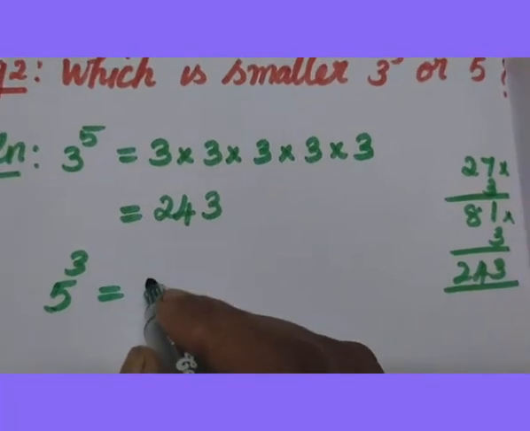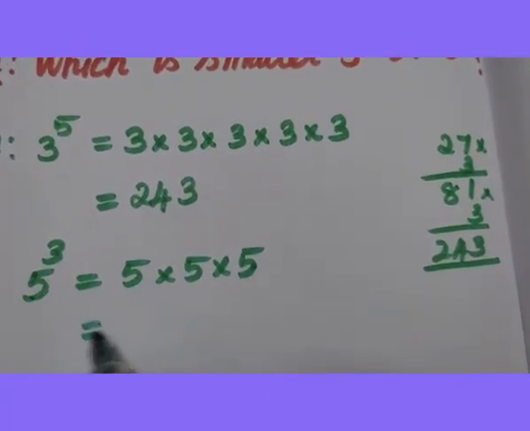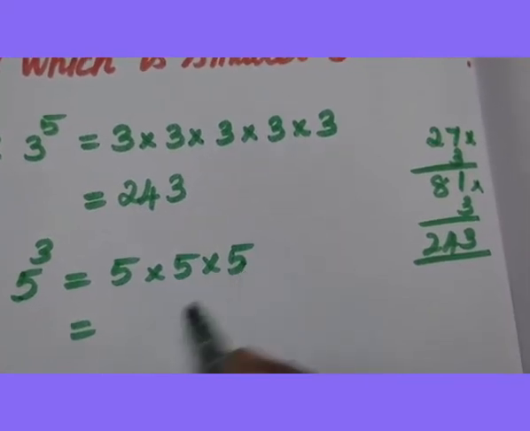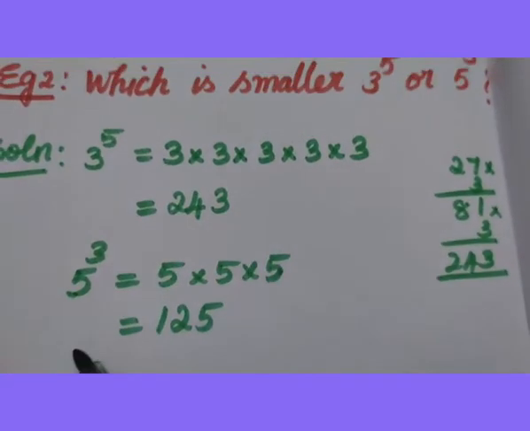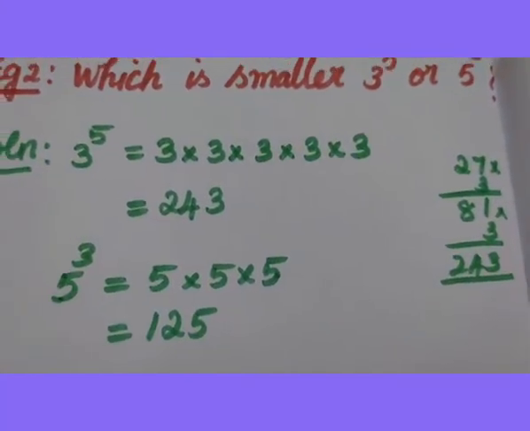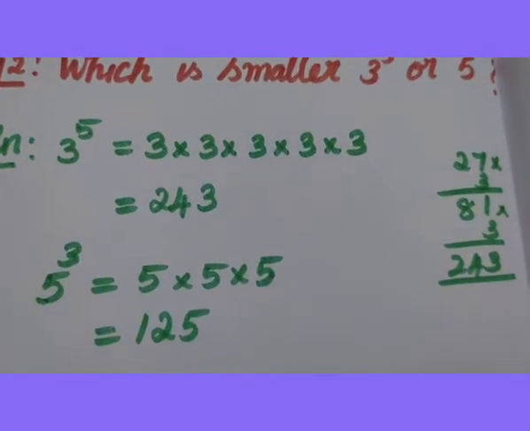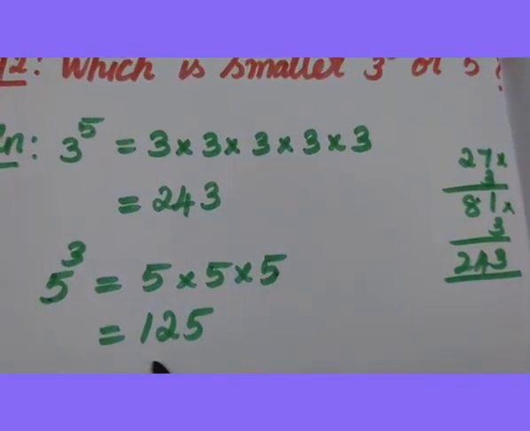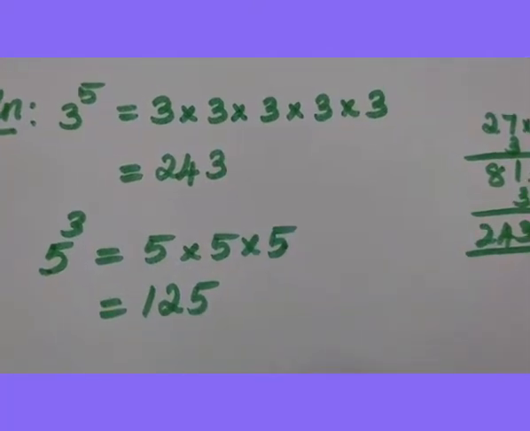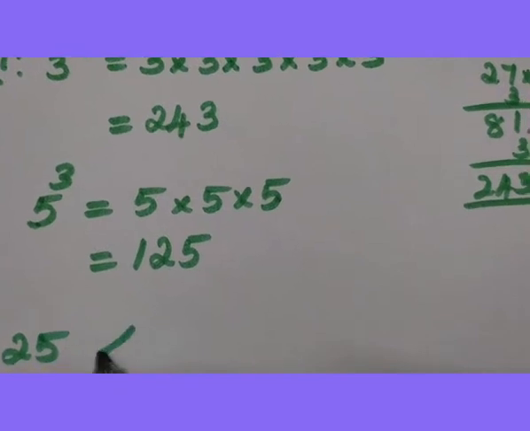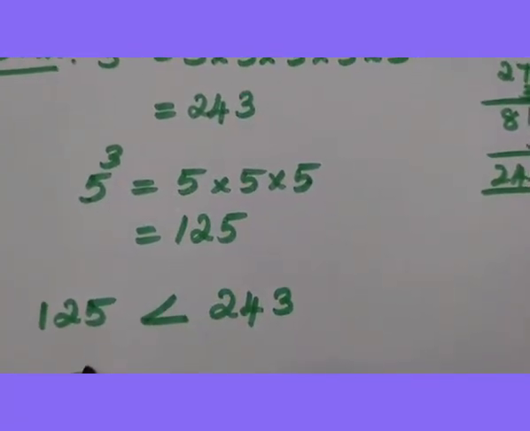Okay, now we have to find what is 5 raised to the power 3. 5 power 3. That means 5 multiplied 3 times. Okay, 5 × 5 × 5. Say, what is 5 5s are? 25. 25 5s are 125. Okay, so here 3 power 5 means 243, 5 power 3 means 125. Now say which one is smaller, 125 or 243? Which is smaller number, 243 is smaller or 125 is smaller? Yes, 125 is a smaller number than 243, isn't it? So 125 is smaller than 243. Okay, 125 means we know 5 power 3, isn't it?